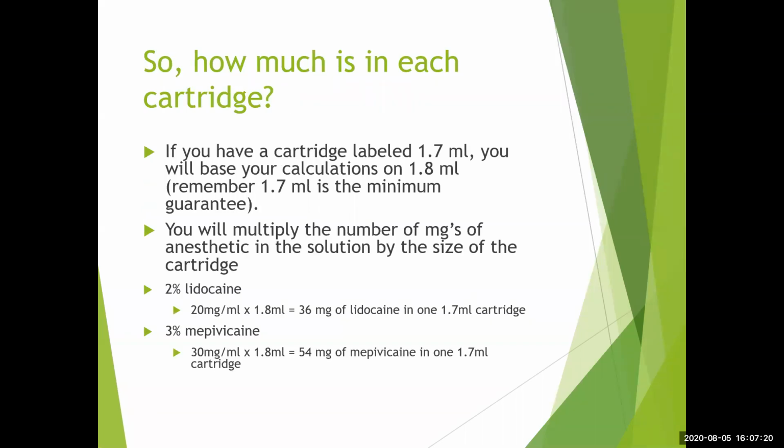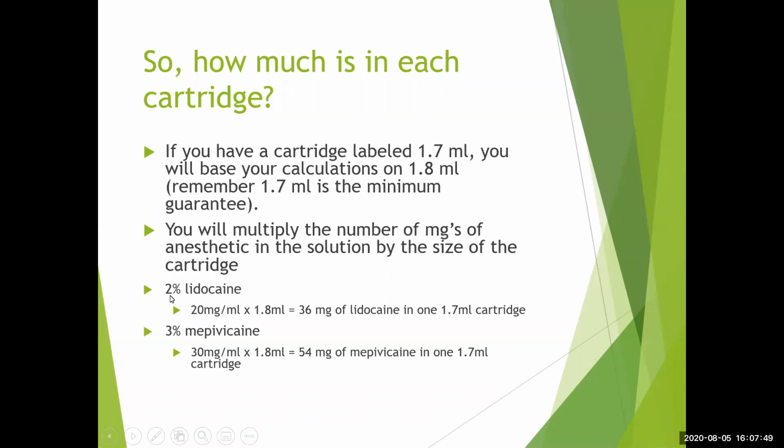Okay, so how much is in each cartridge? What we're going to do is, again, the cartridge is going to be labeled 1.7 milliliters, but that just means that there's a minimum of 1.7 milliliters in there. So we're always going to use 1.8 milliliters for our calculations. So you're going to multiply the number of milligrams of anesthetic in the solution by the size of the cartridge, and that will tell you how much of that anesthetic is in each cartridge.